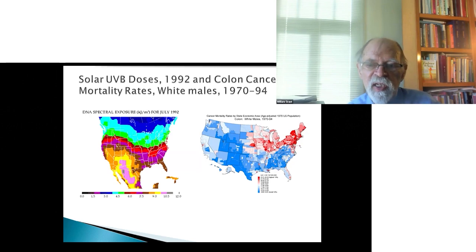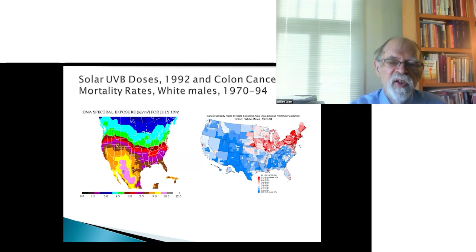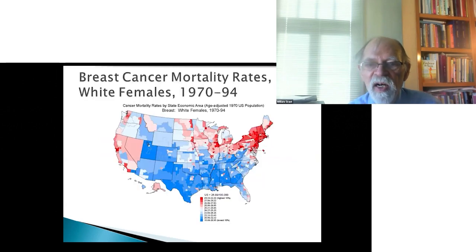So when this was published in 1999, and I worked at NASA Langley Research Center at the time, I knew about getting the NASA data, and so I could compare the solar UVB doses for each one of these state economic areas for every cancer. And I spent a couple of years doing that. Here's the breast cancer map. And you see this is pretty much similar to the one for colon cancer, except now along the West Coast, you have a little bit more cancer, especially along the coast.